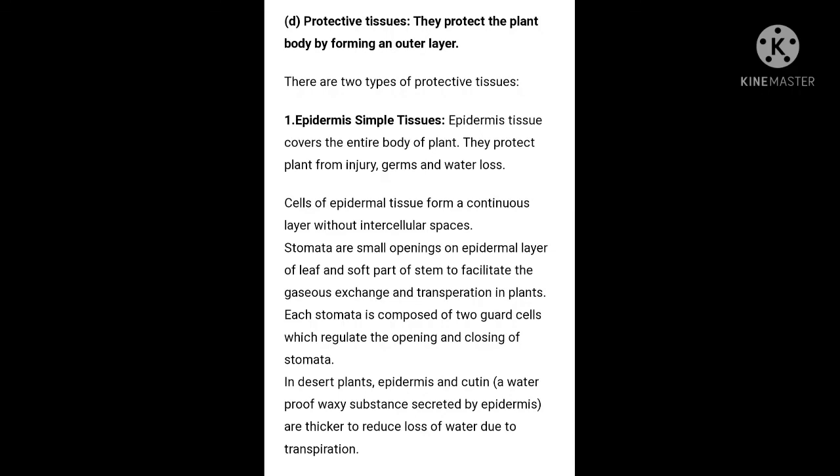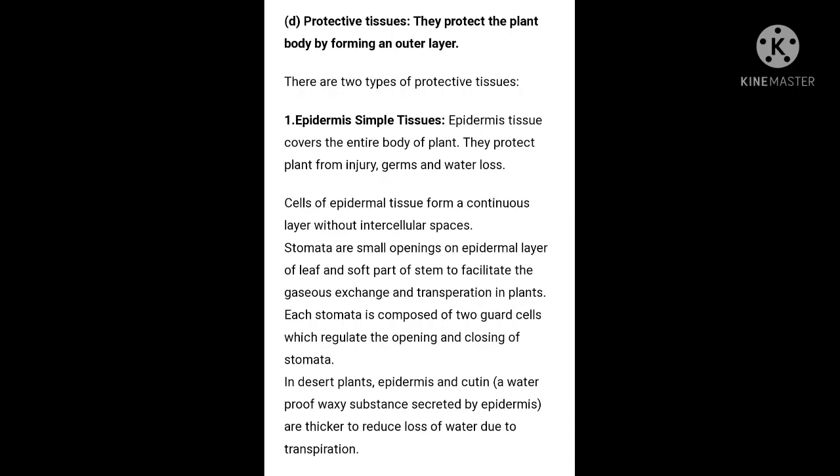Stomata are small openings on the epidermal layer of the leaf and soft part of the stem to facilitate the gaseous exchange and transpiration in the plants. Stomata are present in the epidermal layer of the leaf. Why are they present? To facilitate the gaseous exchange in the plant, and for transpiration, which is the process where loss of water takes place in the leaves. For that, the stomata are present.